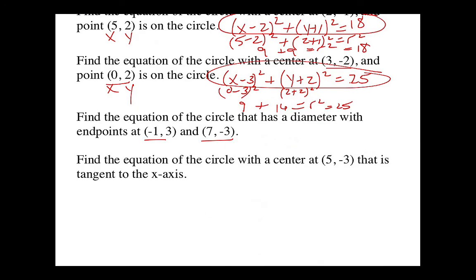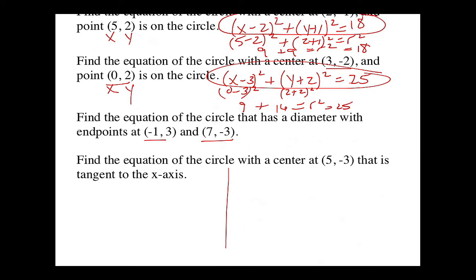So let's do the last example on this page, which says find the equation of a circle with a center at 5, -3 that is tangent to the x-axis. This actually sounds more complicated than it is. This is probably the easiest one on the page. So let's draw the y-axis and the x-axis. And let's go find this point 5, -3. 1, 2, 3, 4, 5. 1, 2, 3, negative. So there's the center of my circle.